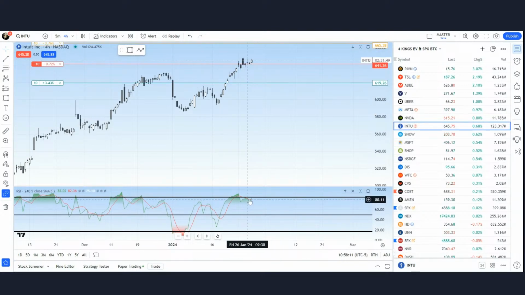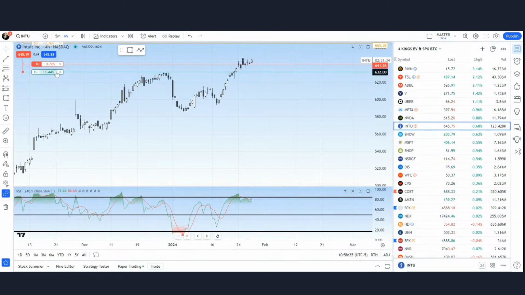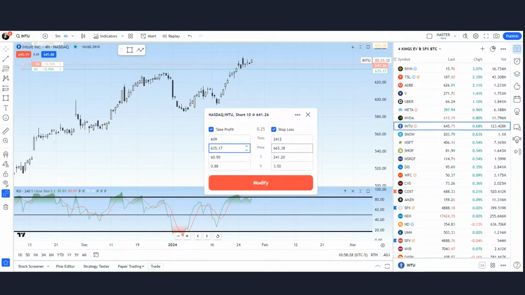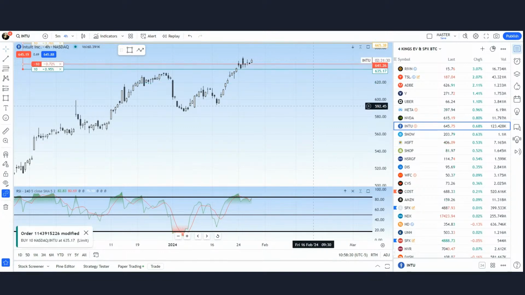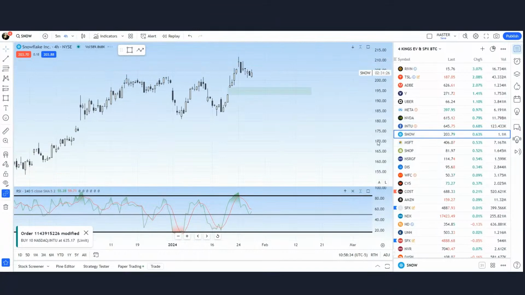I'm already in on Intuit. This is the company that makes your taxes and everything. It's software to make taxes. Just waiting for a little retracement over here. I would go right here just to make sure. There you go. Just waiting for a retracement because probably it's gonna fly. Snow right here, just waiting. Nothing to see right here.